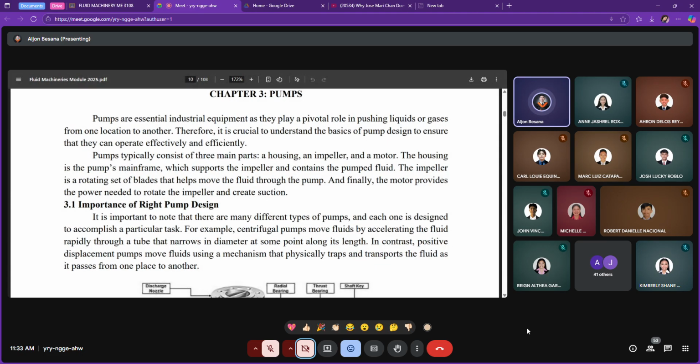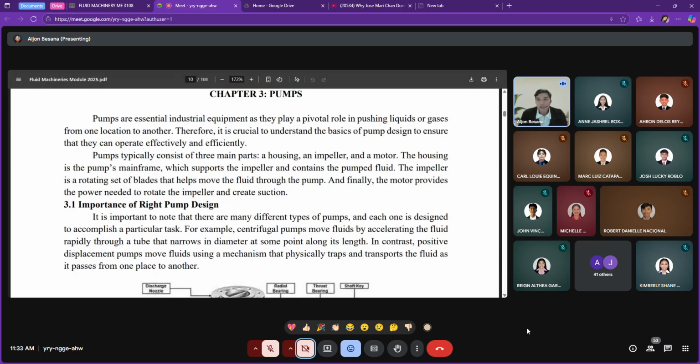So ito namang pumps, pinag-usapan na natin last time. So intro pa lang, pinag-usapan na natin yung pumps. Nadagdagan lang natin ng information or mas pinalalawak lang natin yung ating discussion for the pumps. So pumps typically consist of three main parts: a housing, an impeller, and a motor.